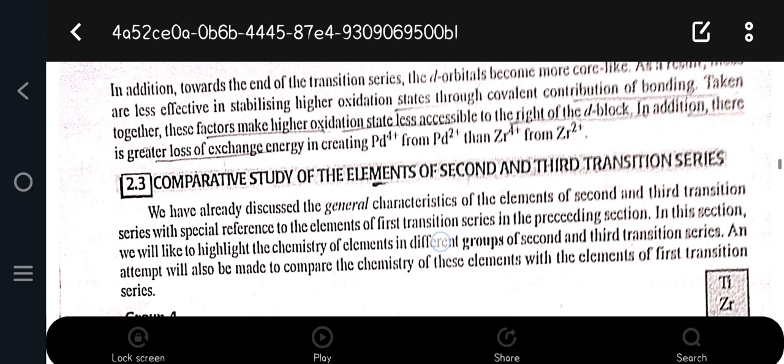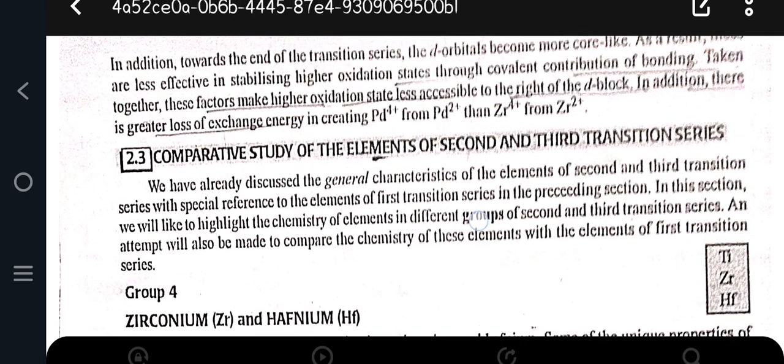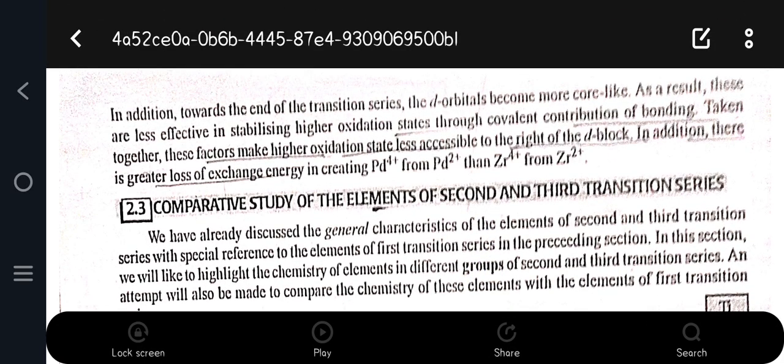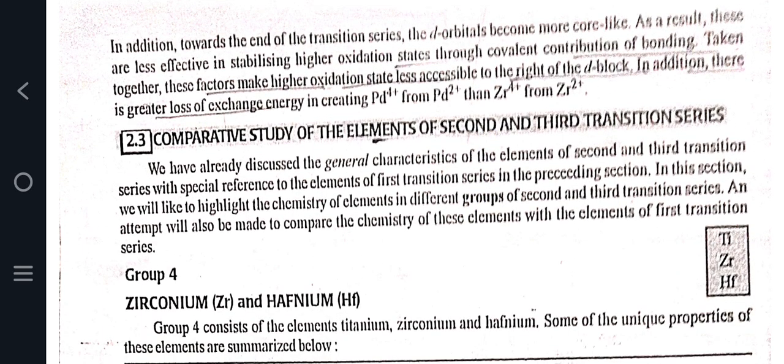In addition, toward the end of the transition series, the d orbitals become more core-like. As a result, these are less effective in stabilizing higher oxidation states through covalent contribution of bonding taken together. These factors make higher oxidation states less accessible to the right of the d block.